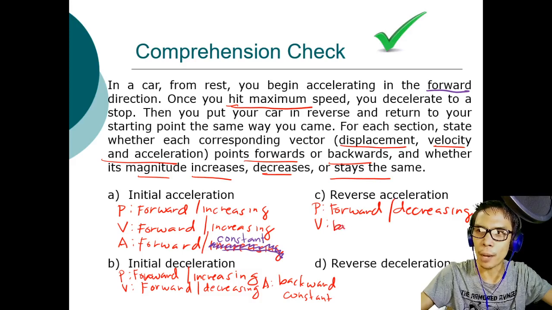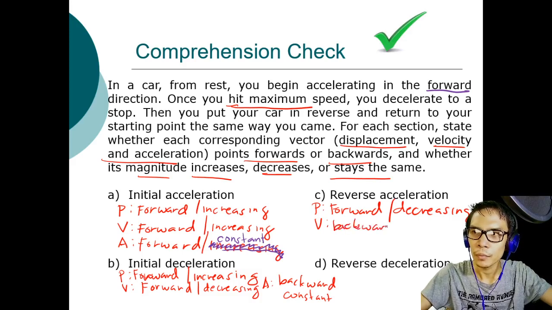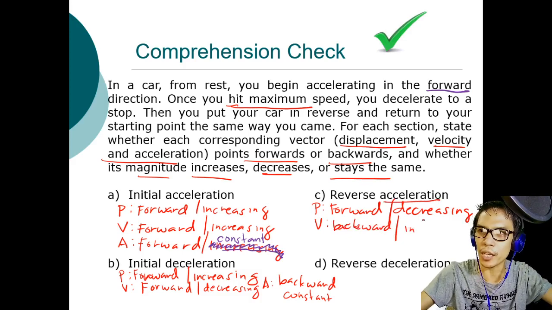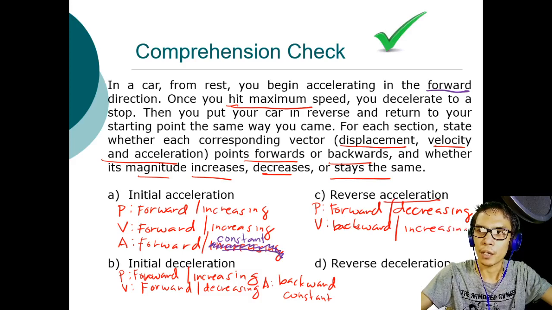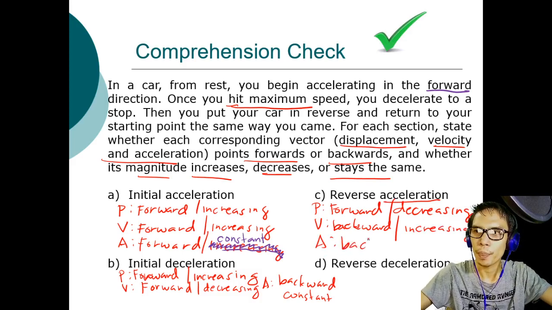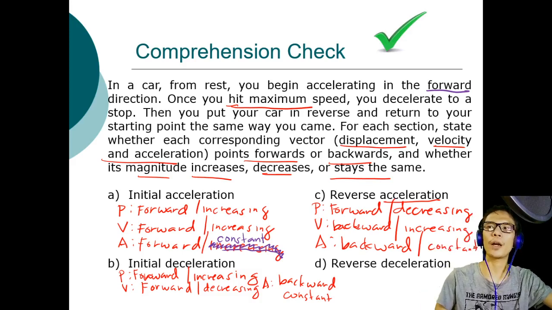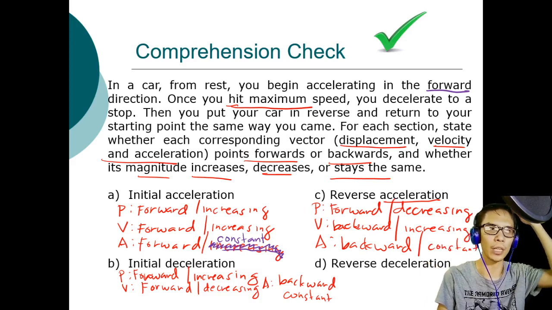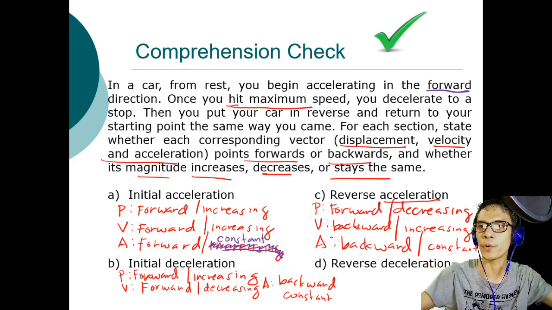The velocity now is backward, and that is increasing because you accelerate. Then therefore, your acceleration is backward because you are going in reverse. So backward and constant. So that is letter C, reverse acceleration. So did you get it correctly? Alright, so that's good for you.